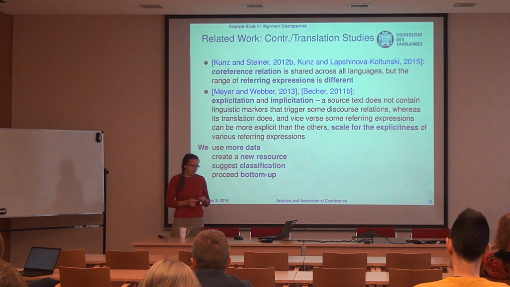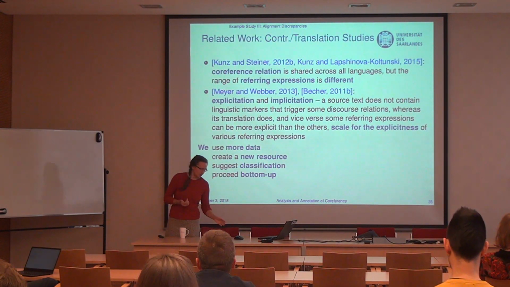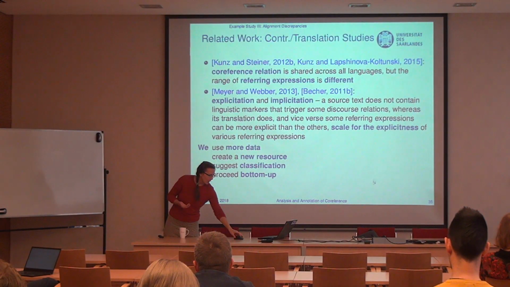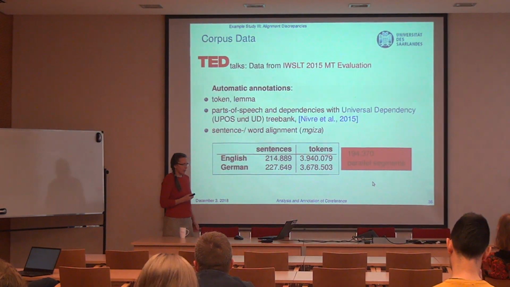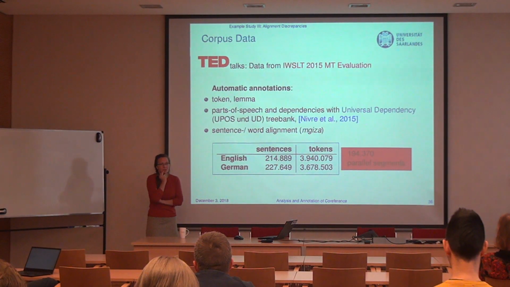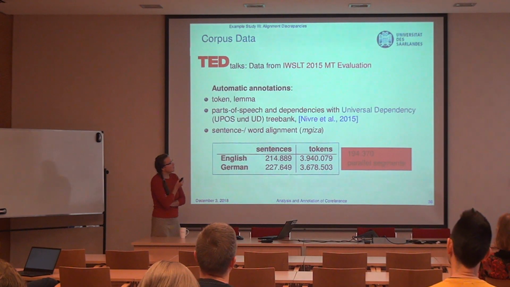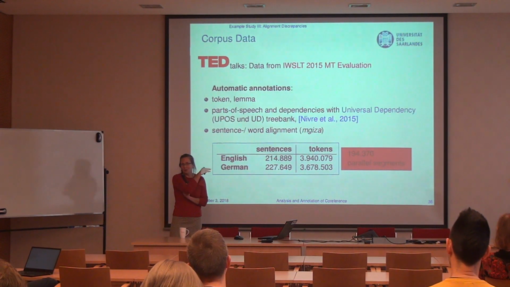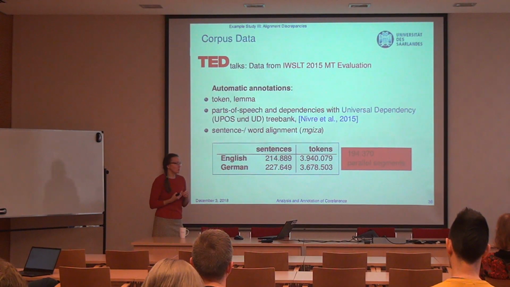So we use more data, we create a new resource, a kind of parallel resource containing these cases, suggest a classification for these cases, and proceed bottom up. So the corpus data that we use is again TED Talks, just because this is something available, and we thought also, if we have this procedure for Park full where we go top down, maybe we use this same kind of data for going bottom up, maybe to see some kind of correspondences.